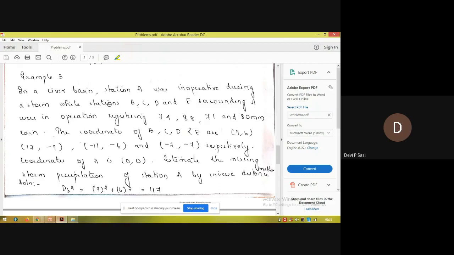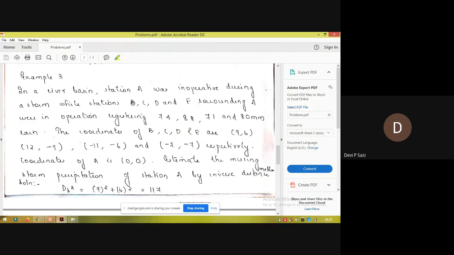In a river basin, station A was inoperative during a storm, while stations B, C, D and E surrounding A were in operation. So what are B, C, D, and E? They are the index stations. Index stations means the nearby stations. B, C, D, and E surrounding A were in operation registering 74, 88, 71, and 80 mm rain.